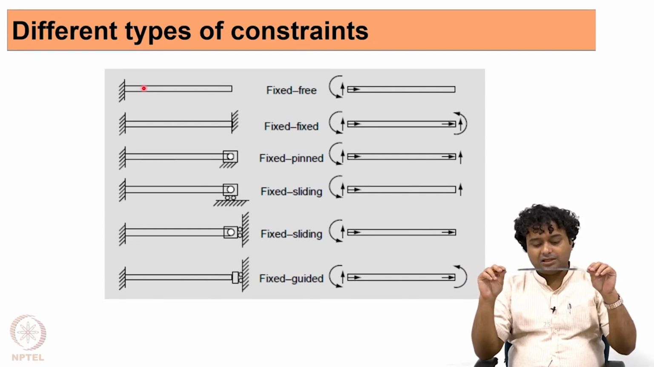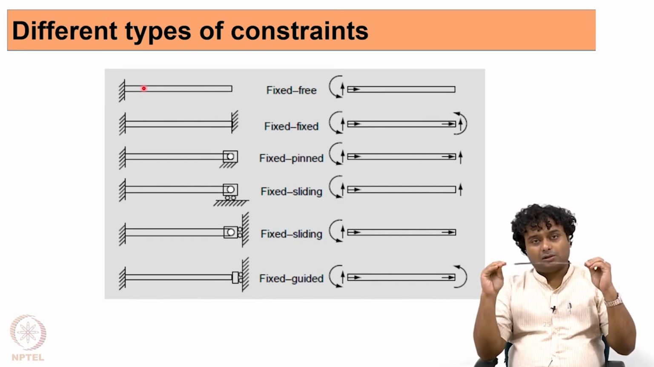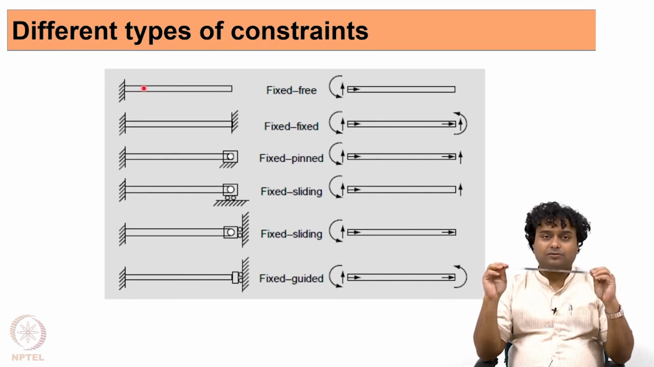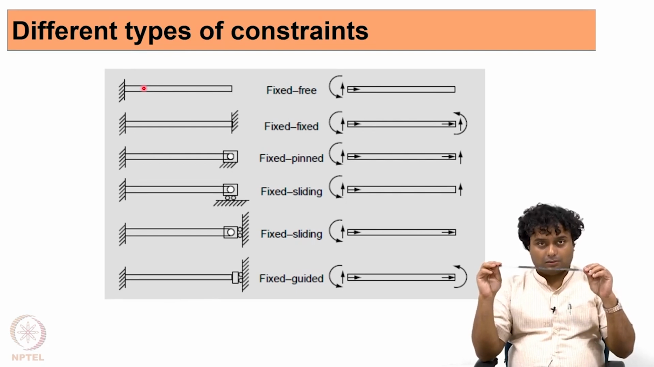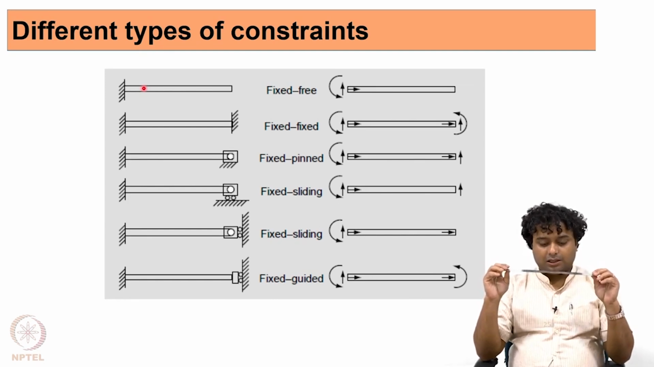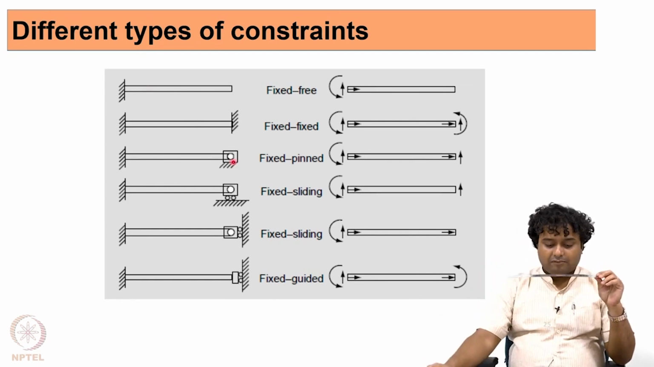Now if we consider a fixed beam, then what happens in the case of a fixed beam? For a fixed beam, both the ends are totally fixed. So this end cannot move, and this end also cannot move. So the reaction forces will be in the horizontal direction, the vertical direction, as well as the rotational direction. Okay. Now the next case is fixed pin.